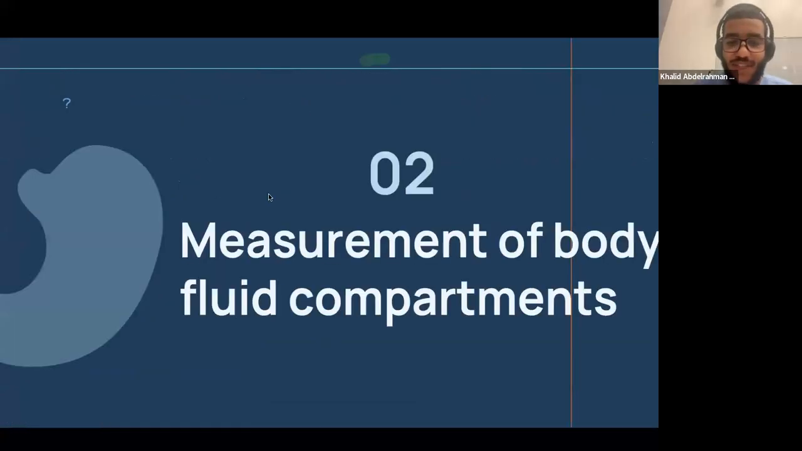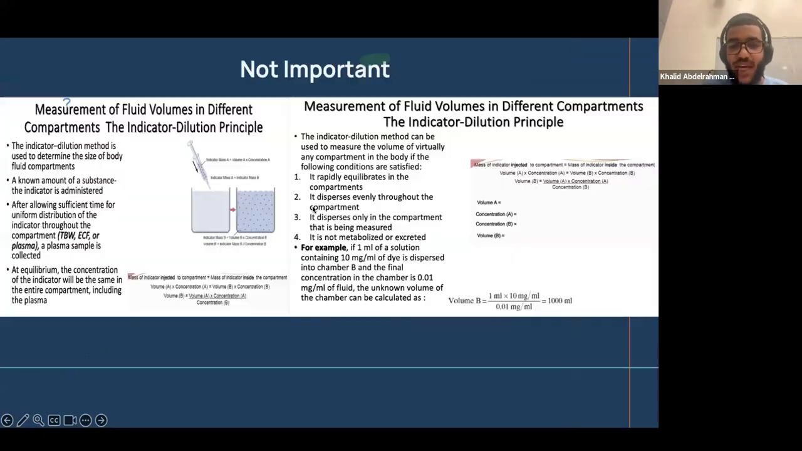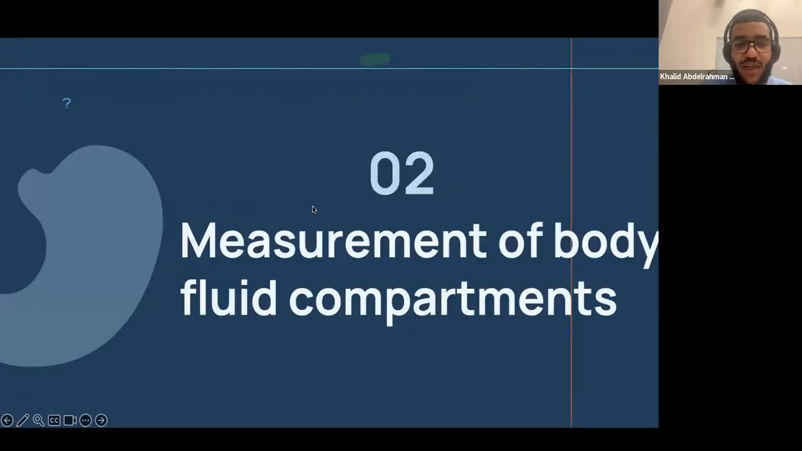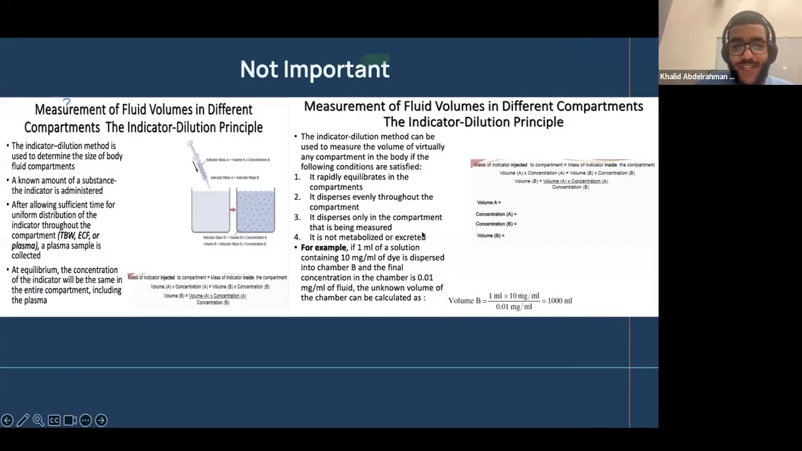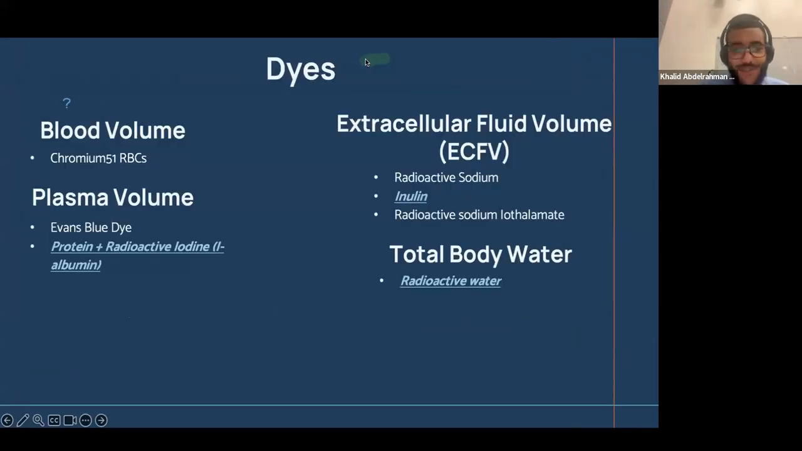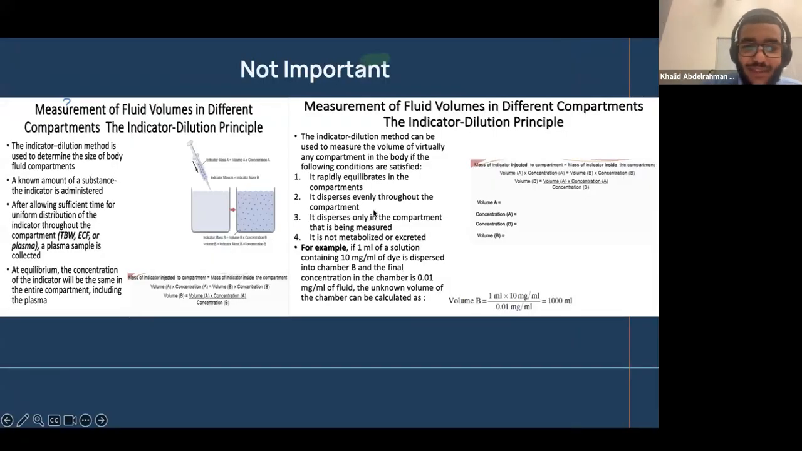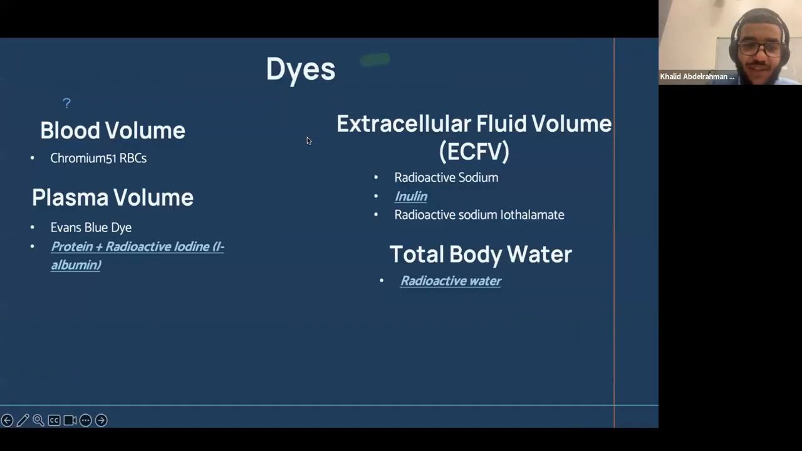Okay, so now let's move on to the next concept, which is the measurement of fluid compartments. Okay, so how do we actually measure these? So you see these two slides, they're filled with information, so cramped. This is not important. You won't be asked about this, most probably. And it's information that you won't be using in medicine. Okay, so what's important from these slides to know are the dyes. Okay, so this is asked about quite a lot.